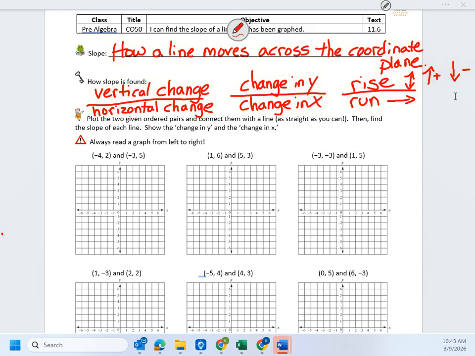So we are going to plot two given ordered pairs, connect them with a line. We don't have to pull out a ruler and be perfect. We're going to try to make it as straight as possible, but we're also going to keep in mind that when we draw something, it is not perfect. And we're not going to just eyeball it to know our slope. We're not going to say, well, it looks like this. We're going to actually do the math to figure out our slope. And I'm going to show you how we do that. Let me scroll up.